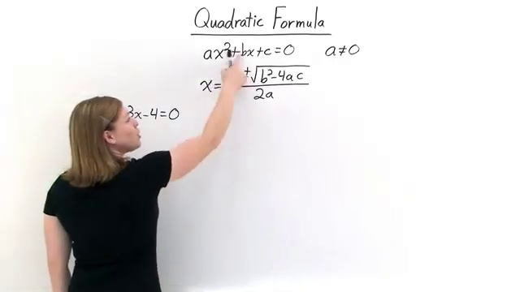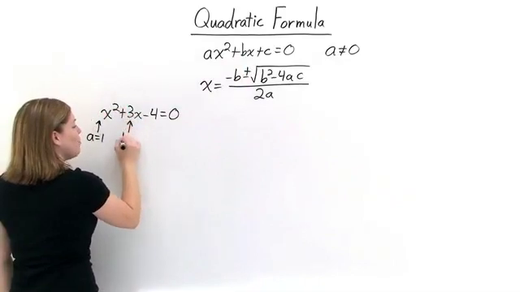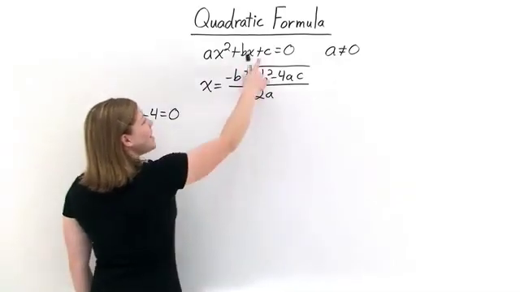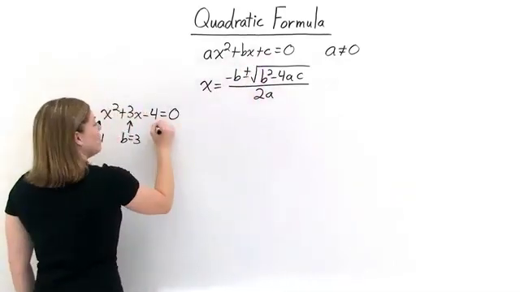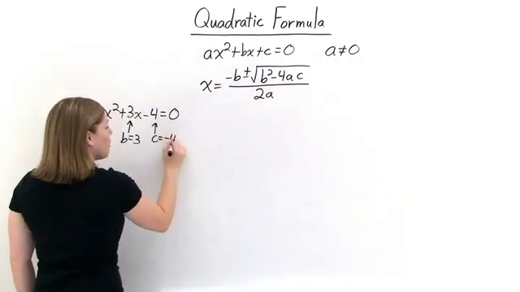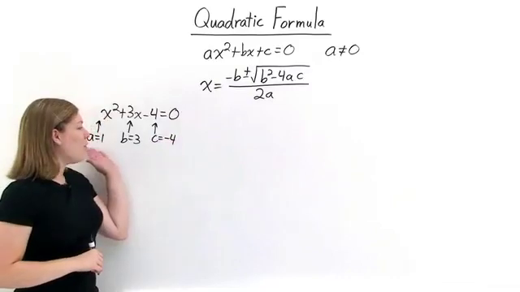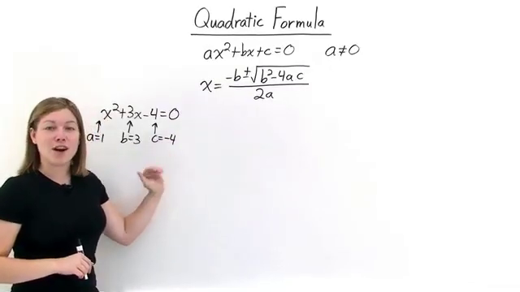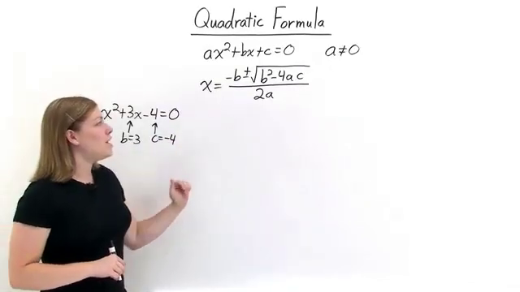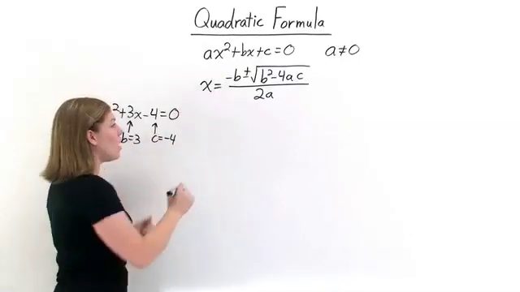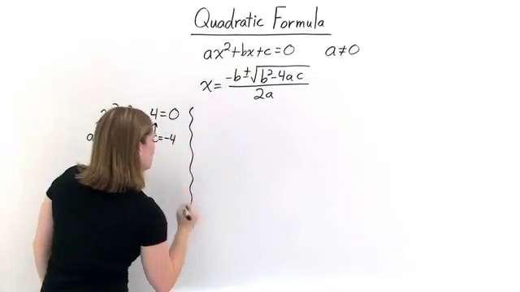B is the coefficient in front of x. So here b is 3. And c is the constant that sits at the end. So c is equal to negative 4. Remember to bring the sign of the number with it. Now that we've identified a, b, and c in our quadratic equation, we need to take those values and plug them into our quadratic formula in order to solve.